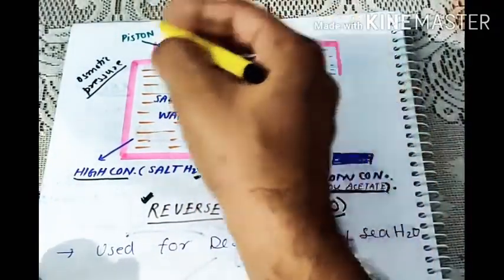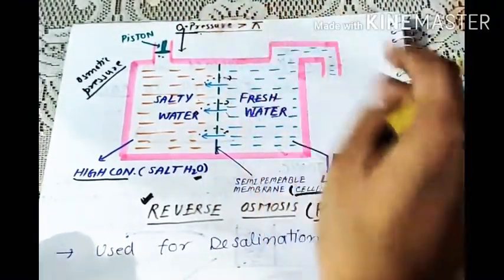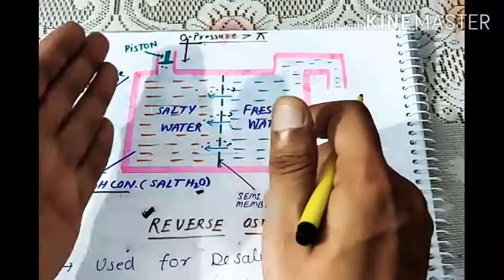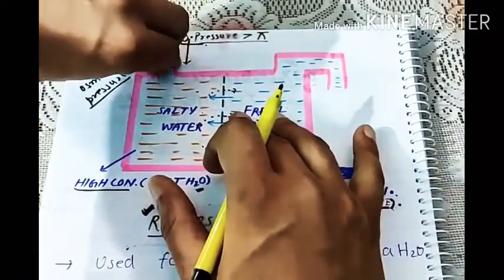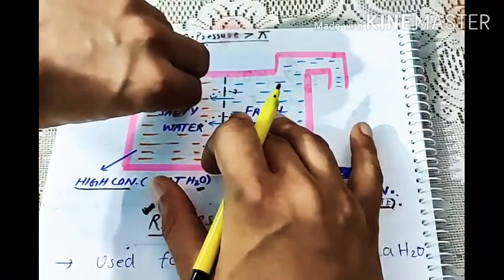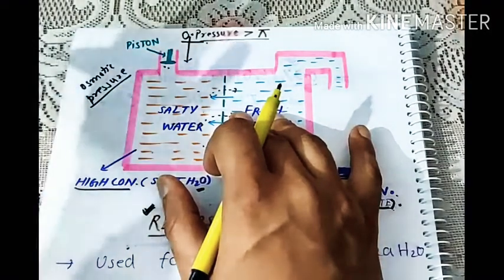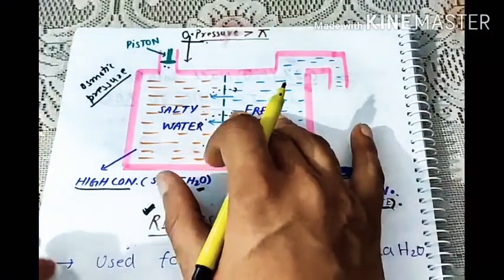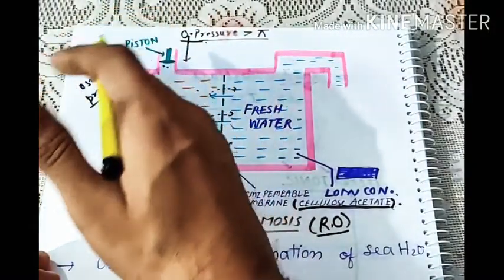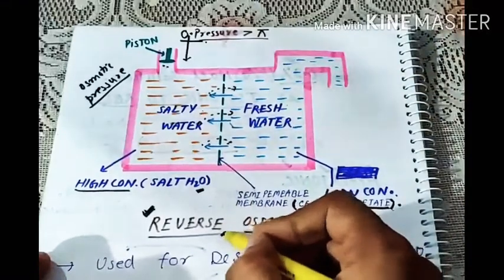But what happened when the pressure is more than the osmotic pressure, just remember this is the osmotic pressure, when the pressure more than the osmotic pressure is exerted? At the osmotic pressure the osmosis had stopped, and we exerted even more pressure than the osmotic pressure. So whenever we exert pressure which is more than the osmotic pressure, then our water starts moving from the salty water to the fresh water side, and this we call reverse osmosis.